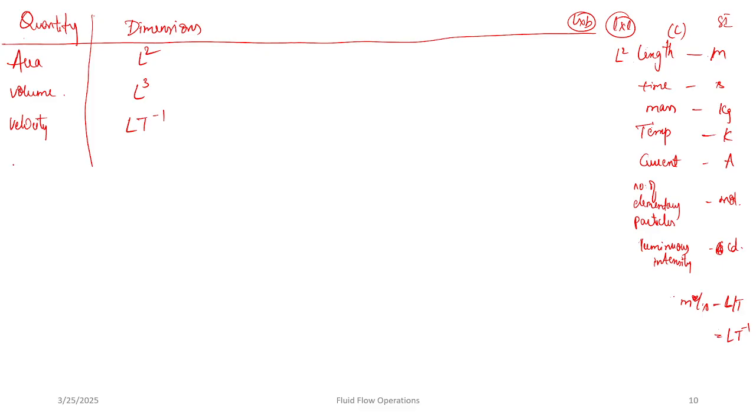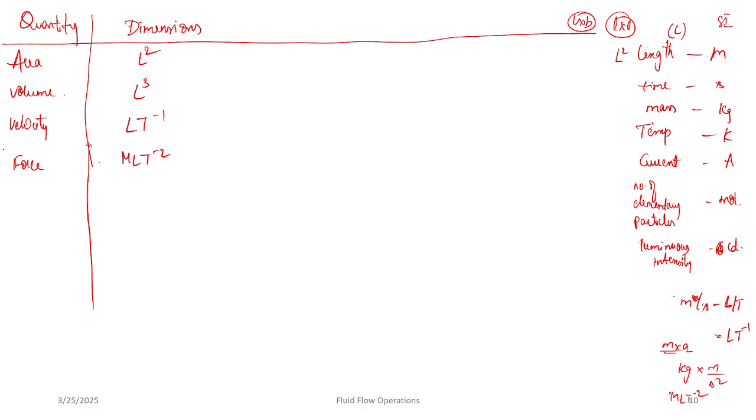Then we have force. Force is nothing but mass into acceleration, right? What are the units for mass? Kg. And for acceleration it is meter per second square. So if you write this in terms of fundamental units, it will be M L T power minus 2. So this is how we'll be able to express different derived quantities in terms of fundamental units.